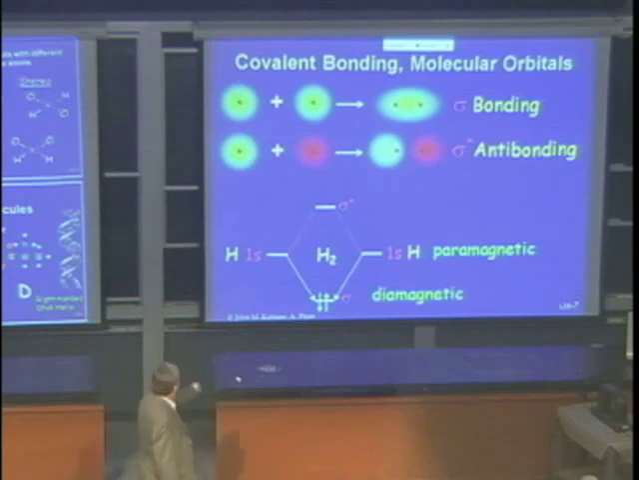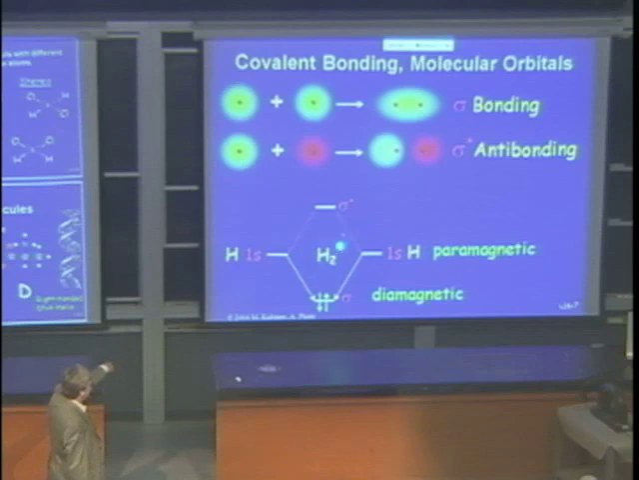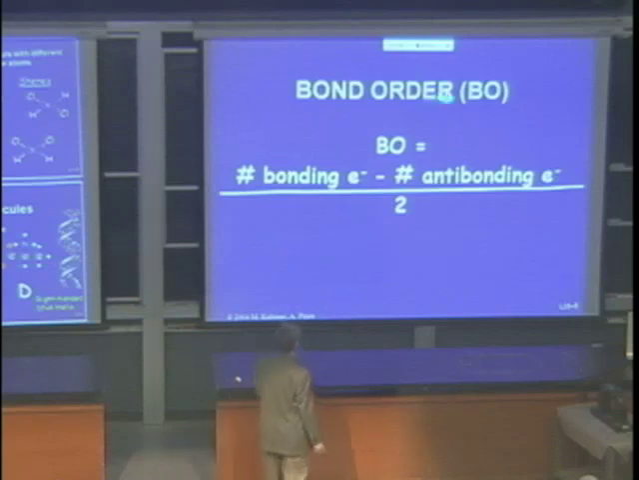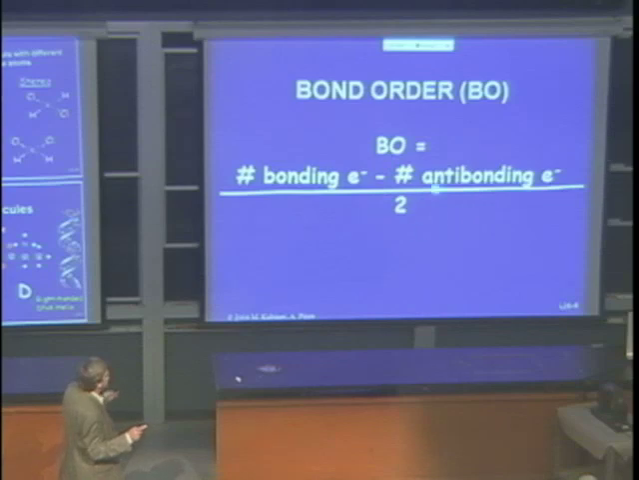Let's have a look at this. The individual hydrogen atom is paramagnetic, so it shows magnetism. And the hydrogen molecule is diamagnetic. Diamagnetic, doesn't show magnetism. So this is the bond order, BO: the number of bonding electrons minus the number of anti-bonding electrons, divided by 2. That gives you your bond order.